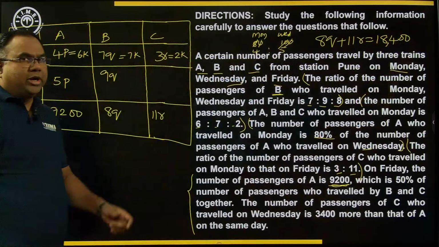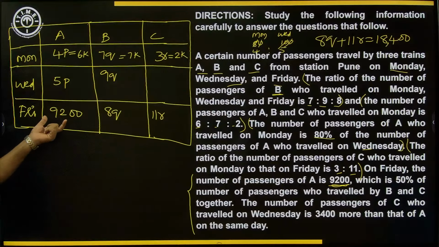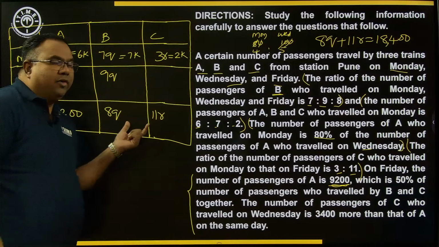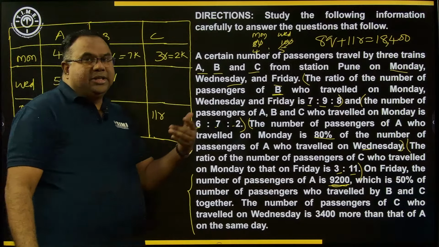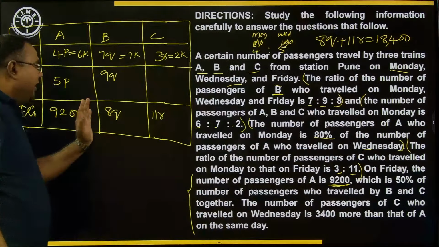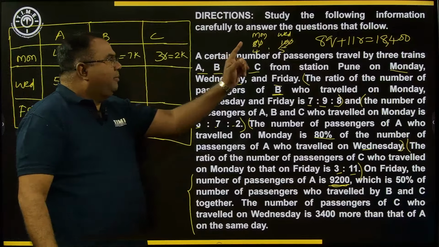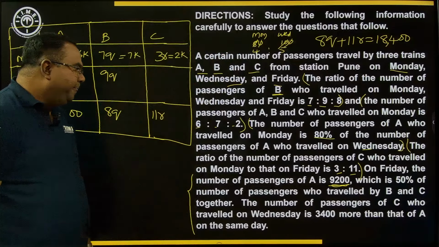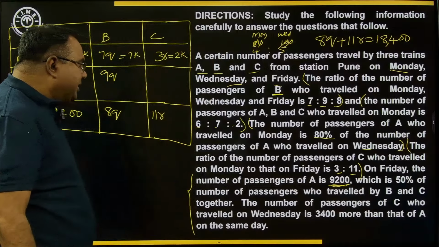Number of passengers who traveled on A is 9,200, which is 50% of B and C together. So B and C should be double, 18,400. 50% means half of them are in A. So 8Q plus 11R must be 18,400. Right? Then we have another information here.